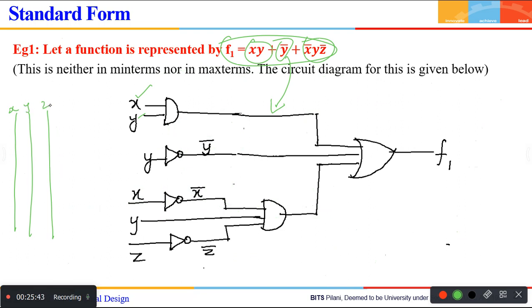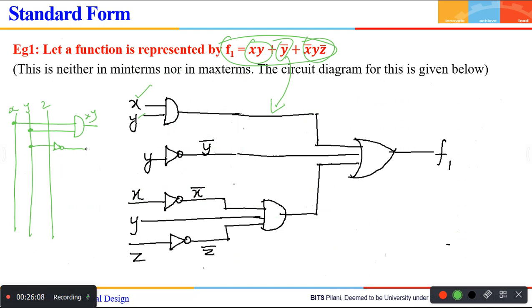First, x and y has to be ANDed. This is your AND gate. Take one connection, put a dot here from x, put it here, take a dot here, put it here. So what you are going to get here is x y. I'm just explaining you. Now, after that, y bar. This is y, right? Put it here. Put one NOT gate here, y bar. Then what you have is x bar, y, z bar.